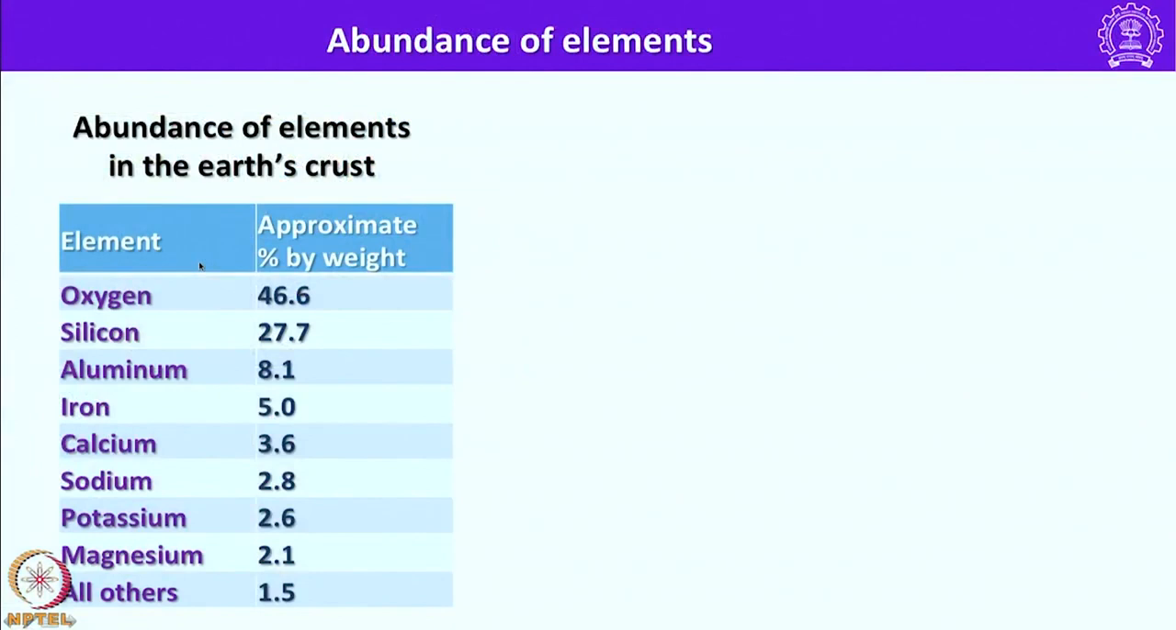Before I dig deep into all these aspects, let us look into the abundance of elements in the Earth's crust as well as in the universe. So I have listed here the abundance of elements in the Earth's crust. You can see the most abundant element is oxygen, accounting for 46.6%, and silicon 27.7%. The third one is aluminum, accounting for 8.1%, then iron 5%, calcium 3.6%, and sodium, potassium and magnesium account for 2.8, 2.6 and 2.1% respectively, and the rest of the elements constitute about 1.5%. You will be surprised to see that among these top 7 elements, hydrogen is not there.